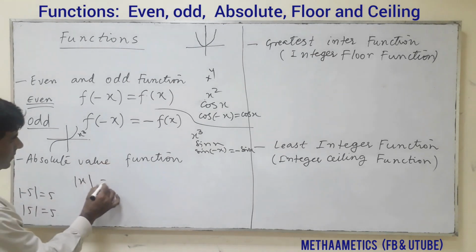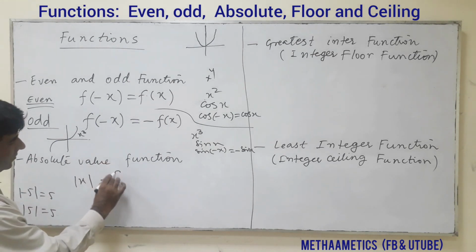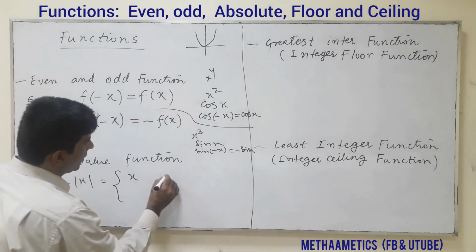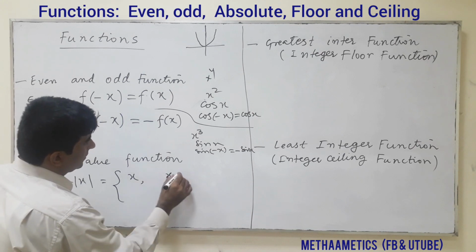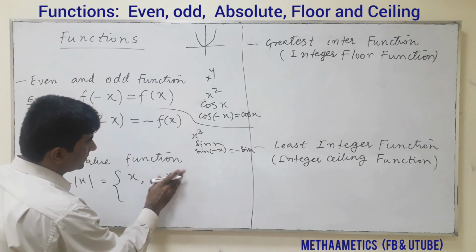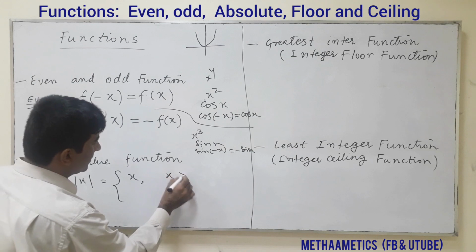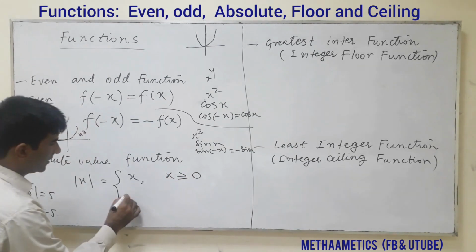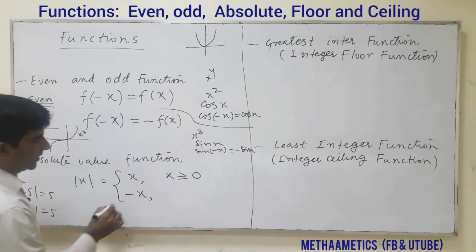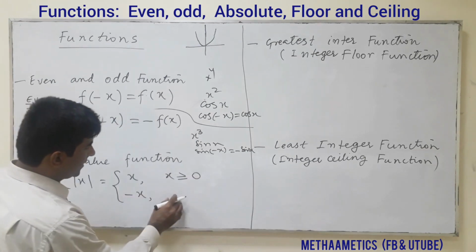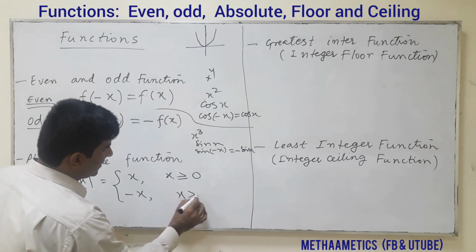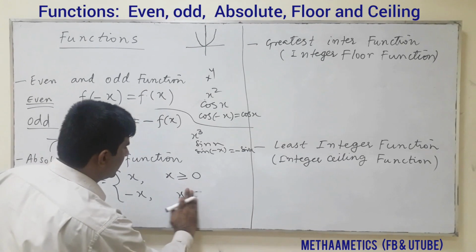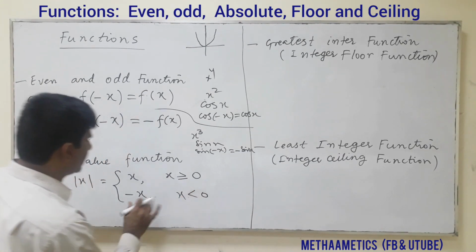But in algebra or in calculus, the absolute value function is defined in this way. We get x when x is greater than or equal to 0. But we get minus x when x is less than 0, when x is negative.